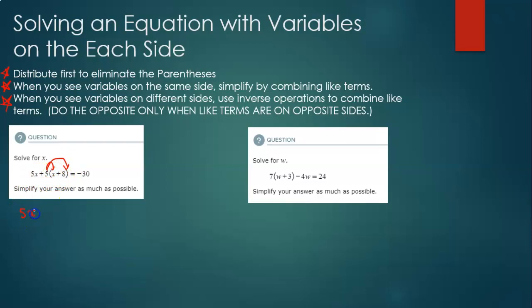So I bring down that 5x, and I distribute. 5 times x is 5x. 5 times 8 is 40, and that equals negative 30. 5x and 5x make 10x. We bring down the plus 40, make that equal to negative 30. We subtract 40 from each side to get the constants together, so 10x equals negative 70. Divide both sides by 10, so x equals negative 7. You pause the video and try those steps on your own.